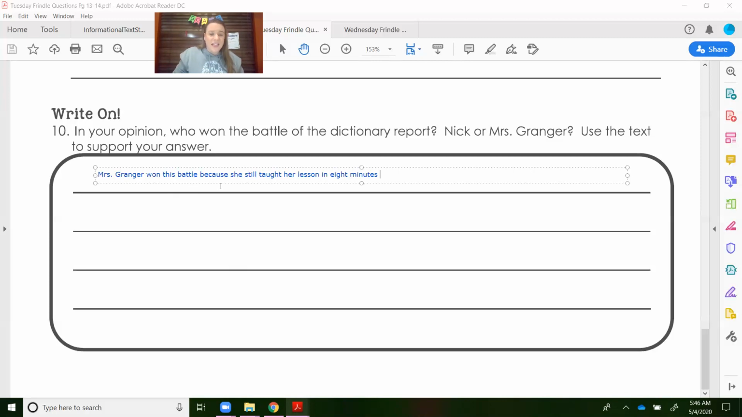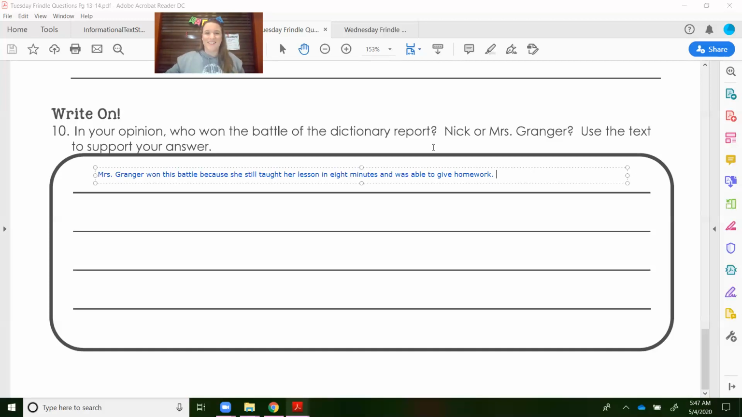All right, so Mrs. Granger won this battle because she still taught her lesson in 8 minutes and was able to give homework. Now, again, this looks like it's so small that I should have a whole bunch of room, but you guys, I wrote it down here, the exact same thing, and as you can see, I took up most of the lines there. The only reason it looks so small on here is because I'm typing it out and it's so zoomed in. You really only needed one complete sentence as long as you had the text evidence. And I had the text evidence because it says 8 minutes and she was able to give homework, so that supports why I think Miss Granger won this battle and how Nick really tried to last the whole entire time so they didn't have to learn anything or get a homework assignment. But she caught on to it and stopped him and was able to do it in the last 8 minutes.